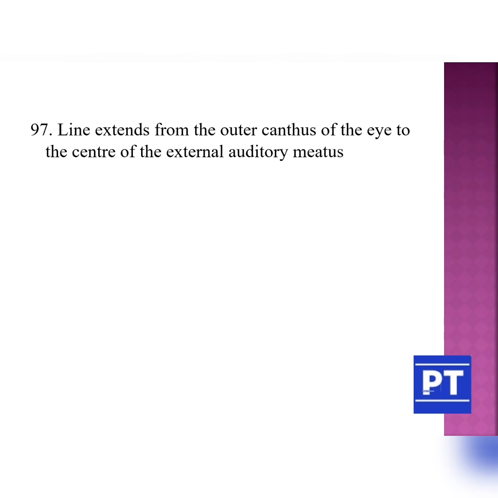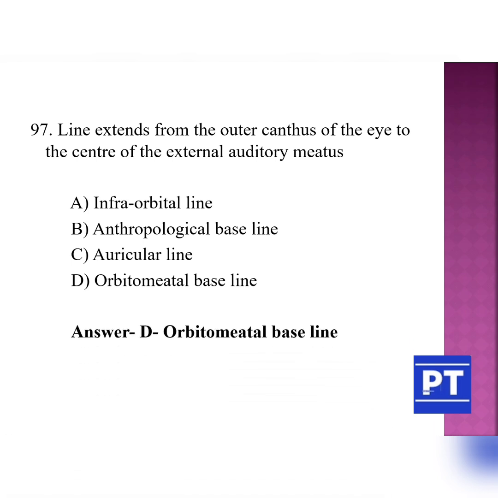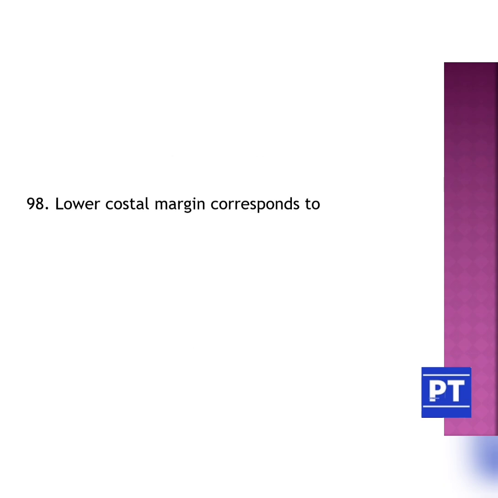Question number 97. Line extending from the outer canthus of the eye to the center of the external auditory meatus is option A infraorbital line, option B anthropological baseline, option C auricular line and option D orbitomeatal baseline. The answer is option D orbitomeatal baseline. The orbitomeatal baseline is the line extending from the outer canthus of the eye to the center of the external auditory meatus.